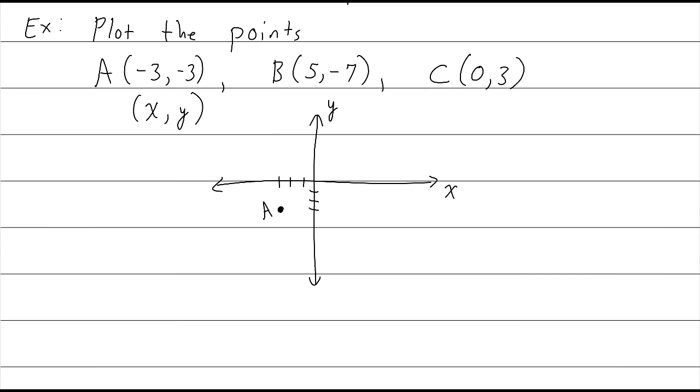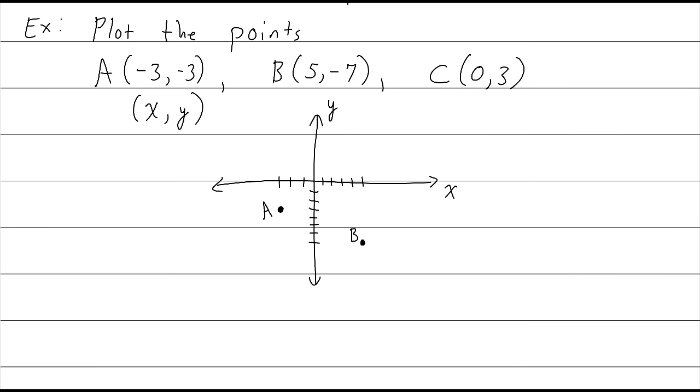All right, so then point B. Well, it is 5 for x, which means to the right 5. 1, 2, 3, 4, 5. And it is -7 for y. That means down 7. So 1, 2, 3, 4, 5, 6, 7. So to the right 5, down 7, about right there. There's my point B.